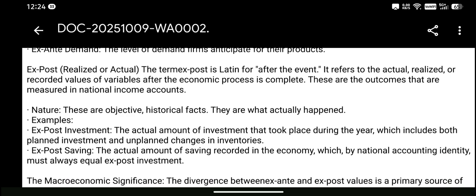Ex post saving: the actual amount of saving recorded in the economy, which by national accounting identity must always equal ex post investment. I repeat, ex post saving and ex post investment.